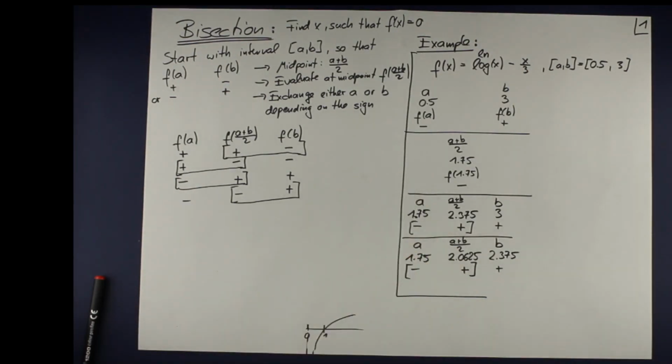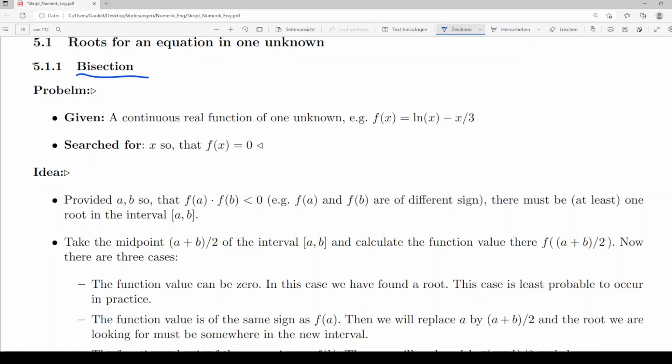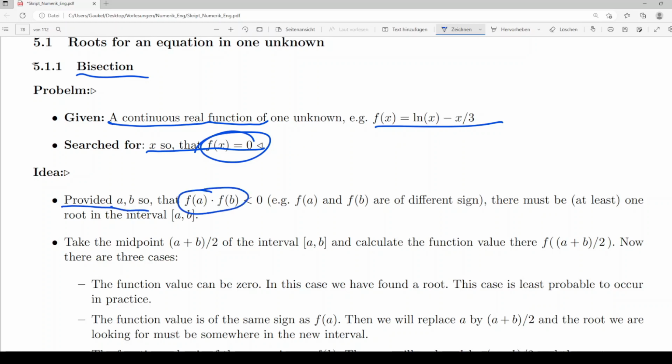Okay, this is a very simple idea. Now let's check my script. Okay, so bisection: we have a continuous real function which is defined on the whole interval [a, b], and here we have, for example, that function. And then we are looking for zeros, for roots of these functions. The user has to provide a, b such that this is true.